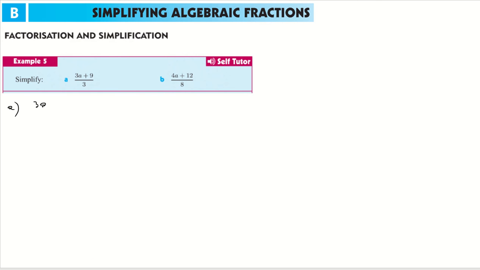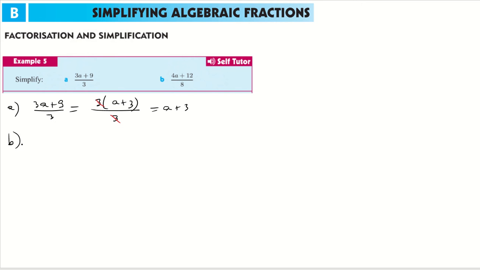We have a fraction (3a plus 9) over 3. So I can simplify the numerator. I have 3a plus 9. I can take the 3 out. Then a plus 3 is left. And I have a 3 in the denominator. The 3's cancel out. So the answer here is equal to a plus 3.